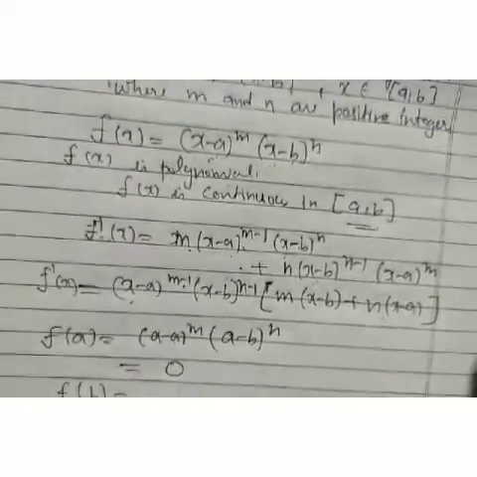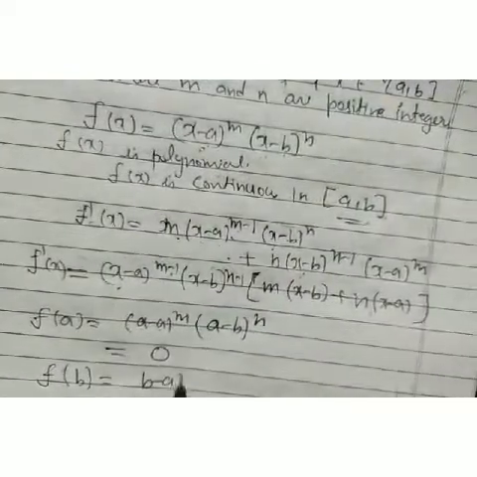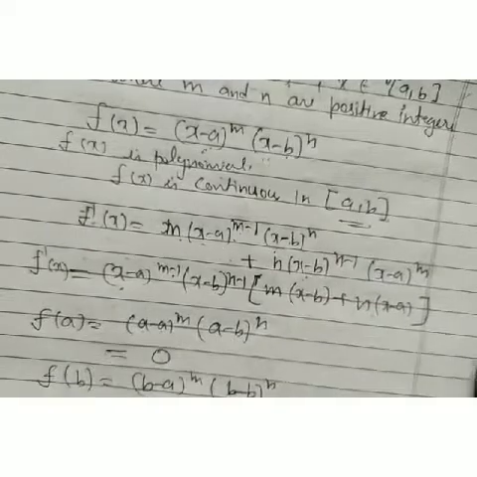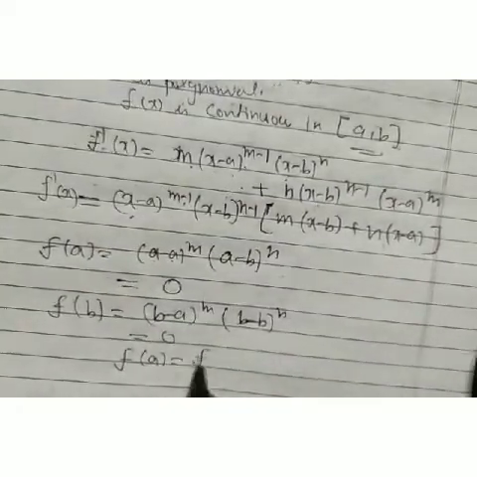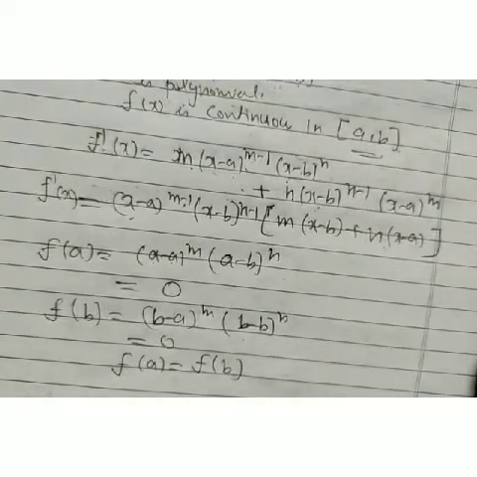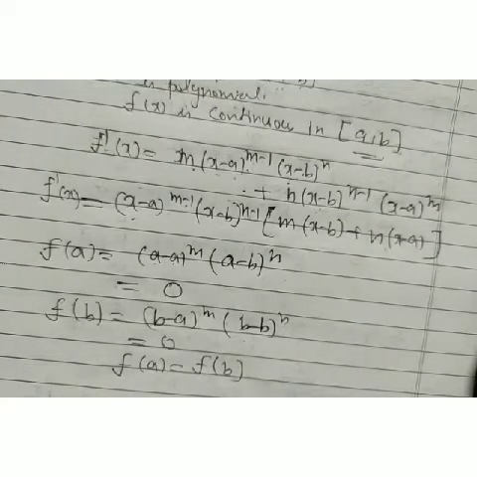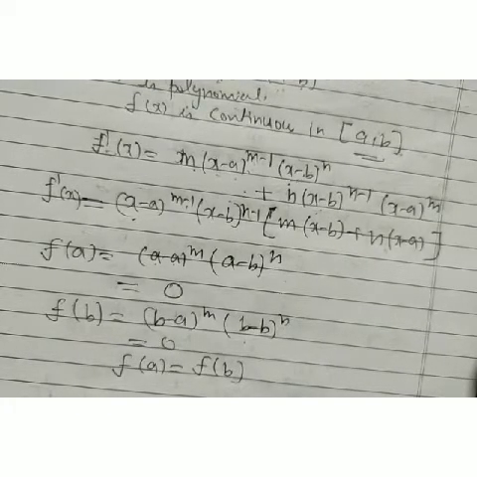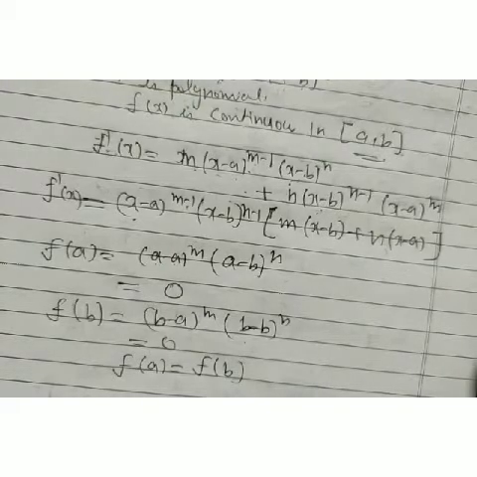Now we are going to find f of b. Putting b here: b minus a to the power m and b minus b to the power n. Again we get 0. Now what do we see there? We have f of a equal to f of b. Now all three conditions of Rolle's theorem are satisfied. Since it satisfies all three conditions of Rolle's theorem, then there must exist at least one point c in AB such that f dash c equal to 0.